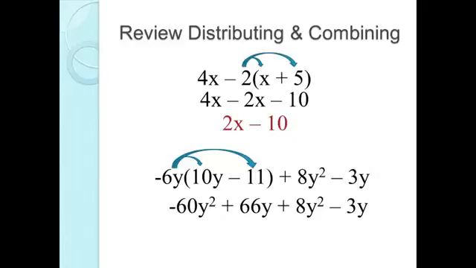Next, we will combine terms that are alike. We can combine negative 60y squared and 8y squared, which gives us negative 52y squared. You can also combine the y's together. 66y plus negative 3y gives us a positive 63y. Our final answer would be negative 52y squared plus 63y.